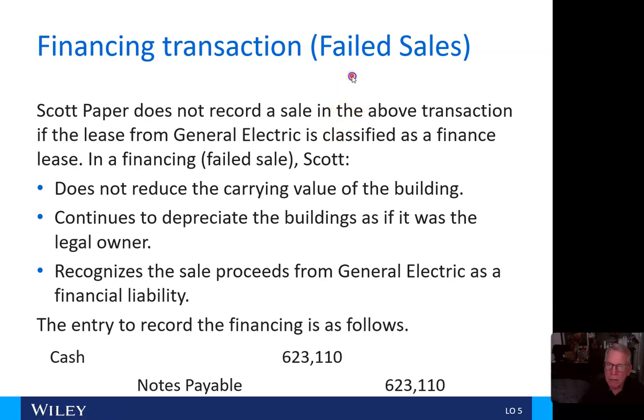So, in a failed sale scenario, a financing transaction, Scott Paper does not record a sale in the above transaction if the lease from General Electric is classified as a finance lease. In a financing or failed sale, Scott 1 does not reduce the carrying value of the building, 2 continues to depreciate the building as if it was the legal owner, and 3 recognizes the sales proceeds from General Electric as a financial liability. So, the entry to record the financing is as follows. We're going to debit cash for $623,110 and credit notes payable for that same amount.